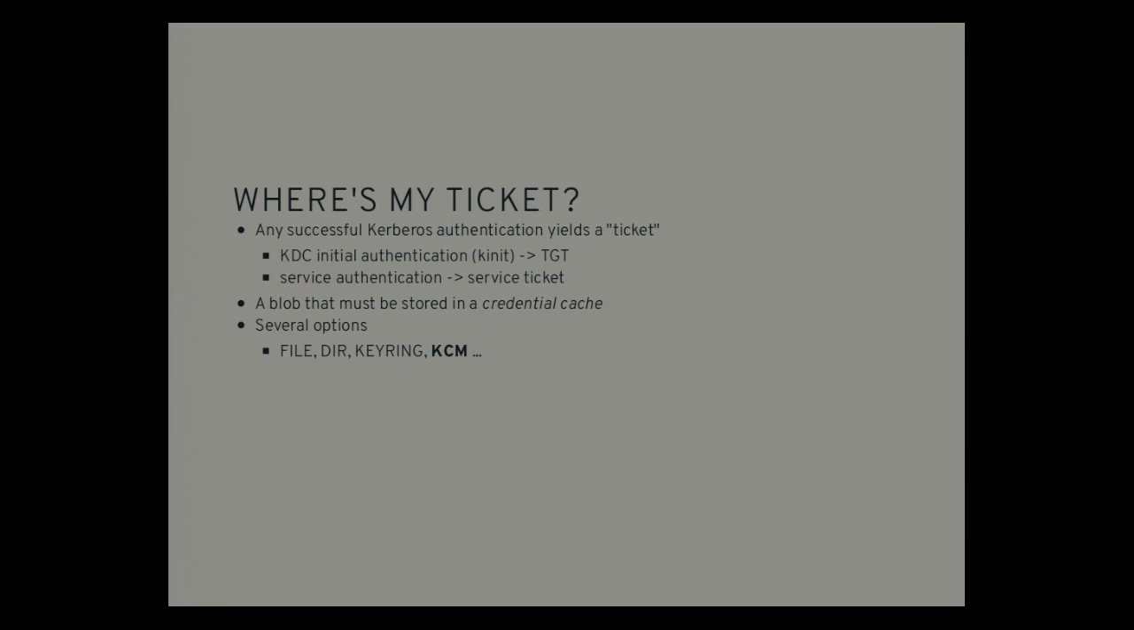This blob of data must be stored somewhere. That somewhere is called a credential cache in Kerberos speak. There are several options. The easiest one is that you can just write that blob into a file. You can write that into a directory that can subsequently contain multiple credential caches for multiple Kerberos principals. You can put it into the Kerberos keyring, which is the default on Fedora and in RHEL, or you can use KCM. This is what this part of the talk is about.